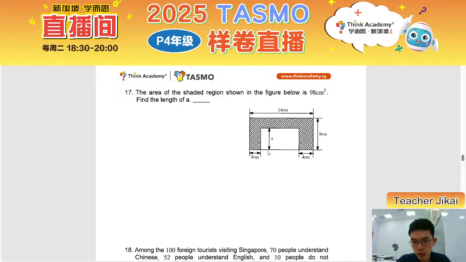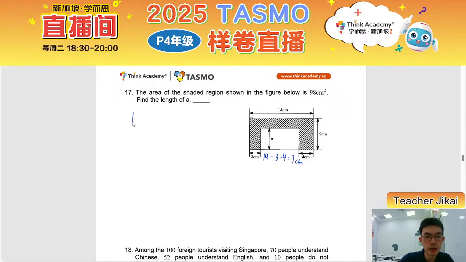So here, we don't know A, but we know the length for the missing rectangle, right? The total length here is 14, and we have 3 on the left, 4 on the right. So in the middle here, it is 14 minus 3 minus 4. We'll have 7 cm. So we know the missing part is 7 cm. So the total is the missing rectangle plus the shaded part.